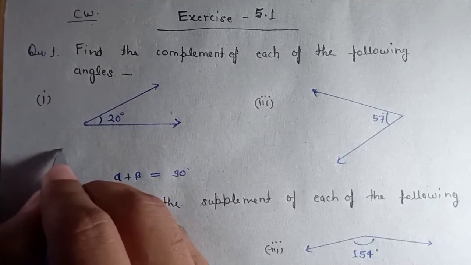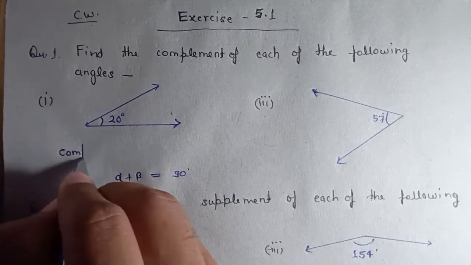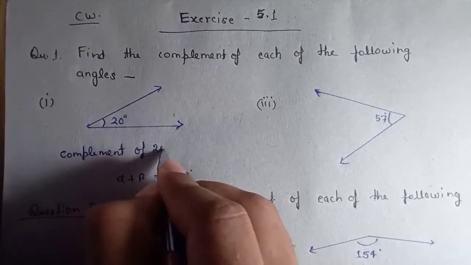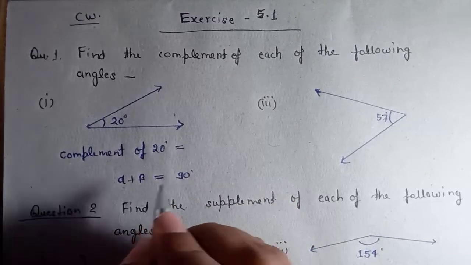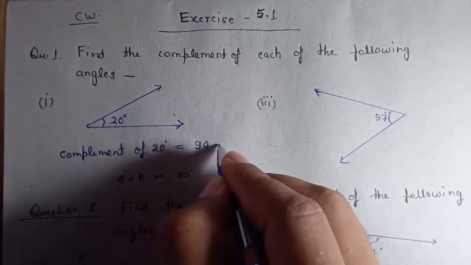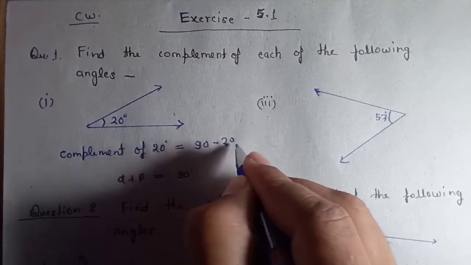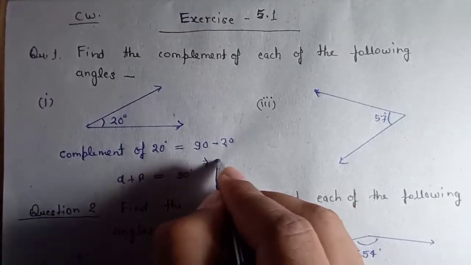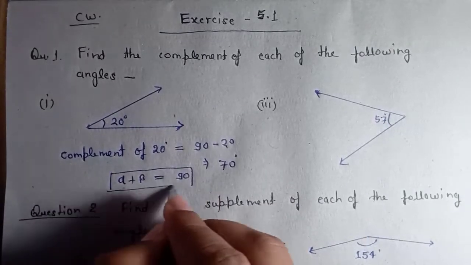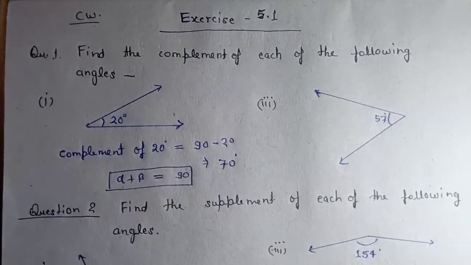So the angle is, so right here, the complement of 20 degrees is equal to, you have to subtract this 20 degrees from 90, then you will get the complement, and that becomes 70 degrees. This is just the formula that I used here, and the answer is 70 degrees.